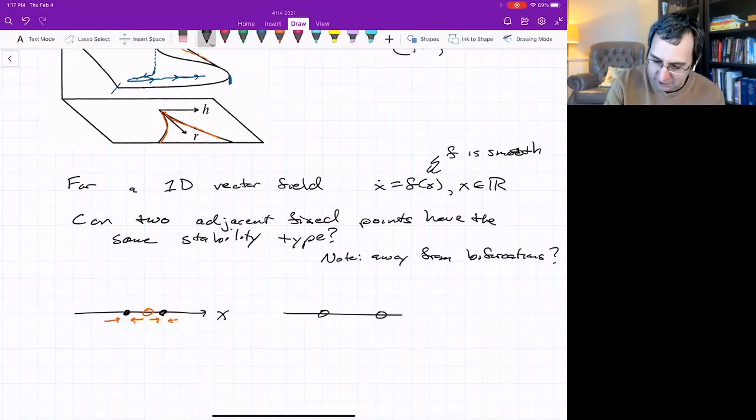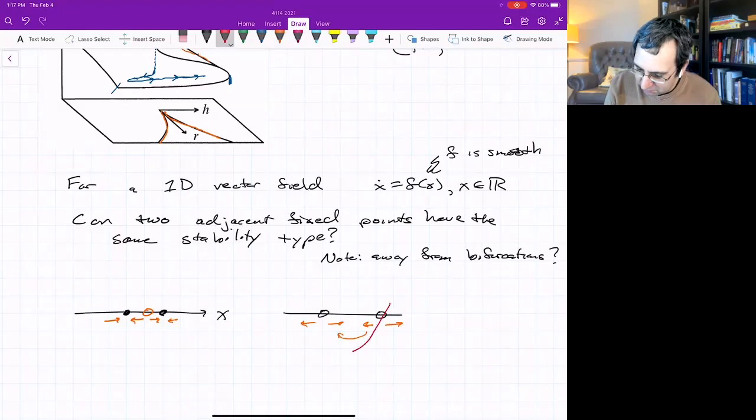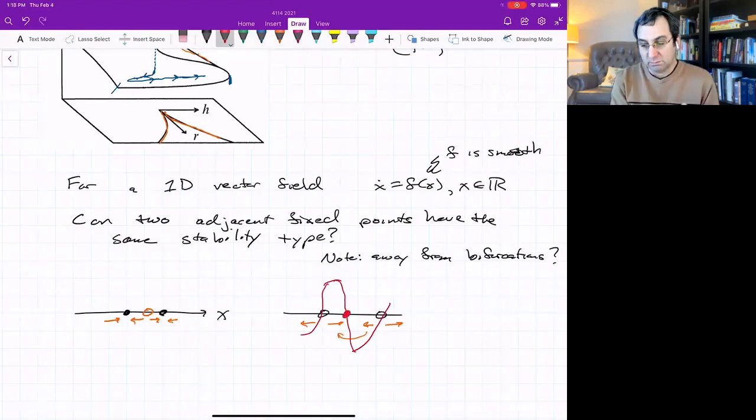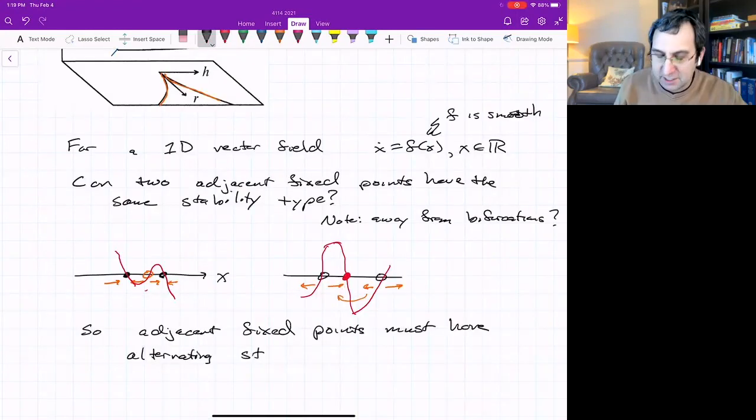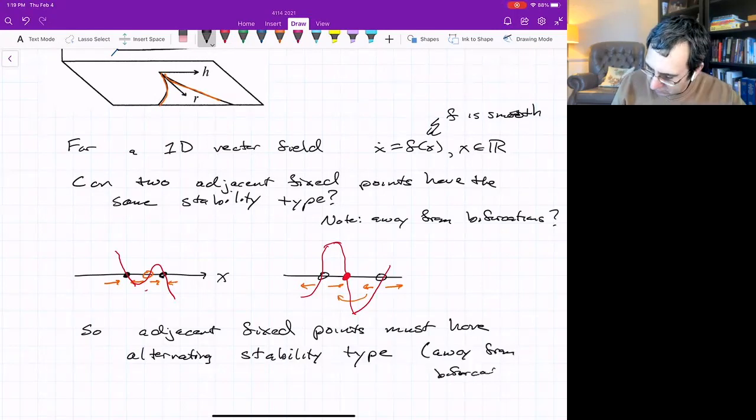And also if we had 2 unstable points, remember, we're talking about away from bifurcations, so there's no half stable. If I have the vector pointing away, it's like, well, how did this happen? I can't have this, because that would mean the curve is negative, and then somewhere it had to become positive, and then it had to pass through here. So for well-behaved curves, there has to be something. So there would be a stable point there. So that means adjacent fixed points must have alternating stability type. The nice thing about 1D is things are either stable or unstable away from bifurcations. So that's nice.